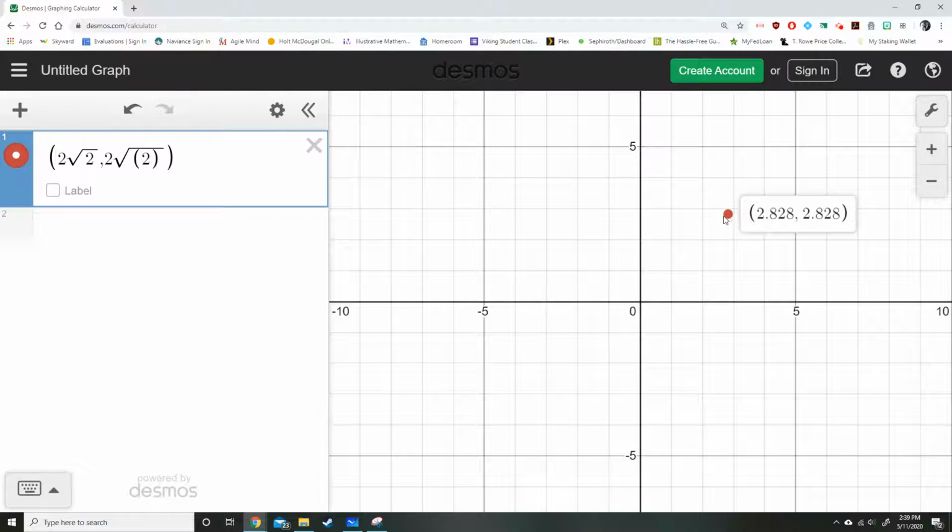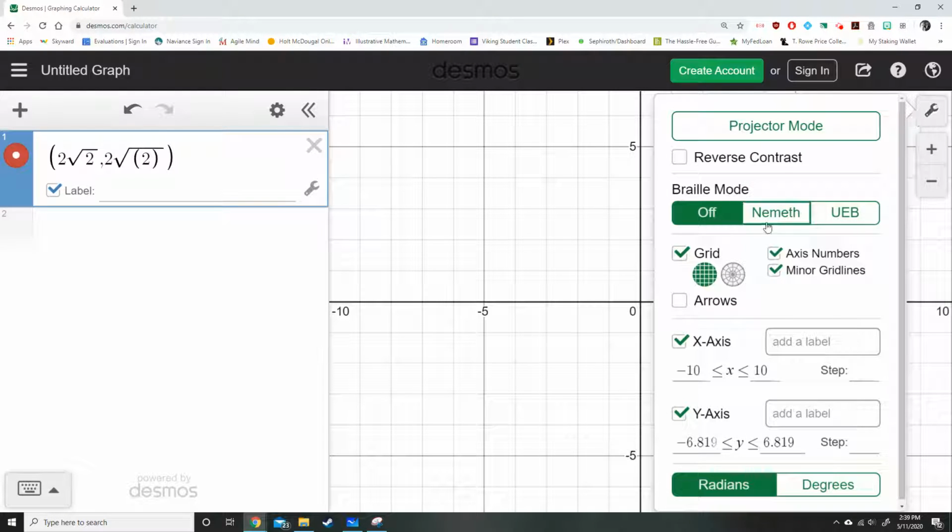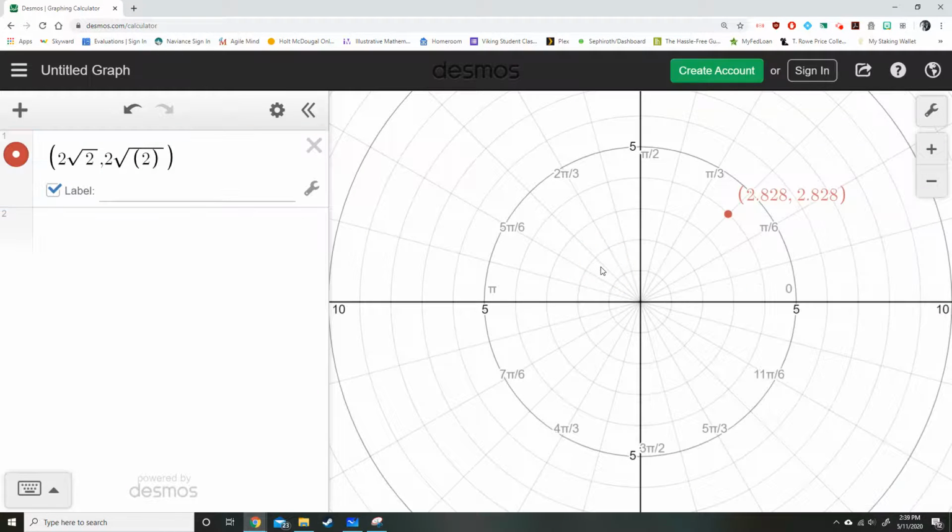Now, how do we know that that has a radius of 4? Well, let's click on this graph settings, the wrench, and I could change this into a polar coordinate system. And look at this. If I count up my rings, 1, 2, 3, 4, and that falls on the pi over 4 ray. So that's pretty cool. That's just a really quick and easy way to check your work using Desmos.